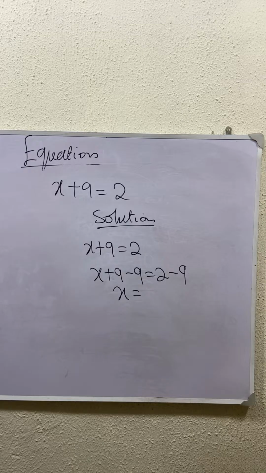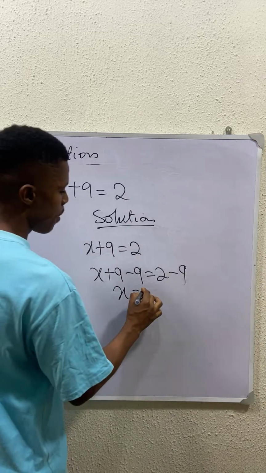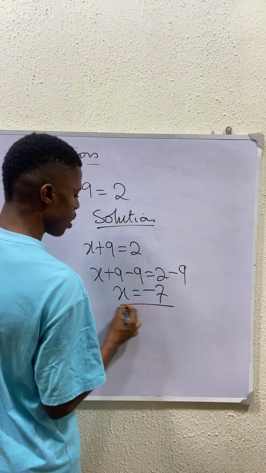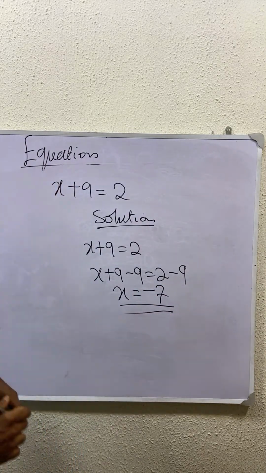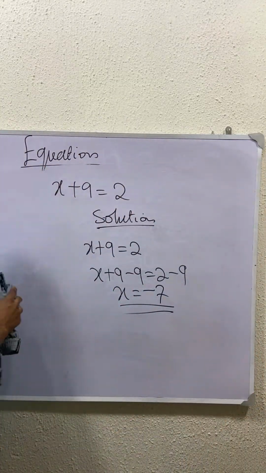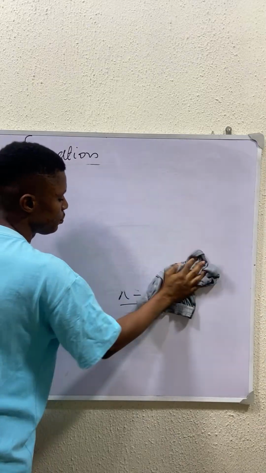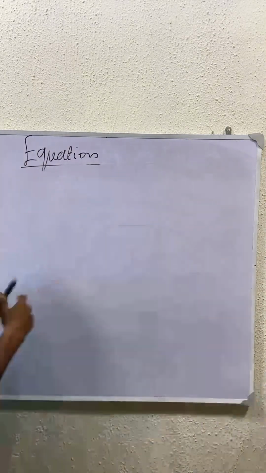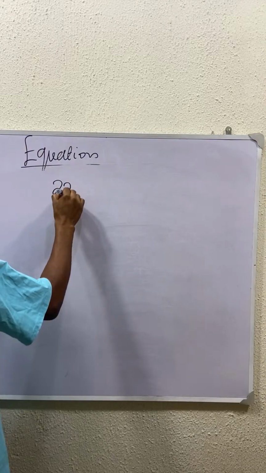Thank you for joining. So the answer is minus 7. That's the value for x. Okay? So it's very simple to do and very easy to understand.